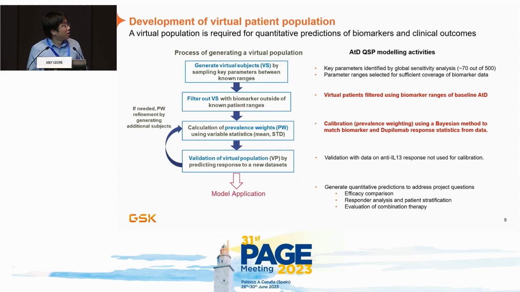And we do this via a process that we call prevalence weighting. So the idea is, we now have a pool of virtual patients, but we don't really know how common those patients are in the actual patient population. So we collect statistics like mean and standard deviation of biomarkers and treatment response from published data, and we use a Bayesian algorithm to match the model predictions with the data.